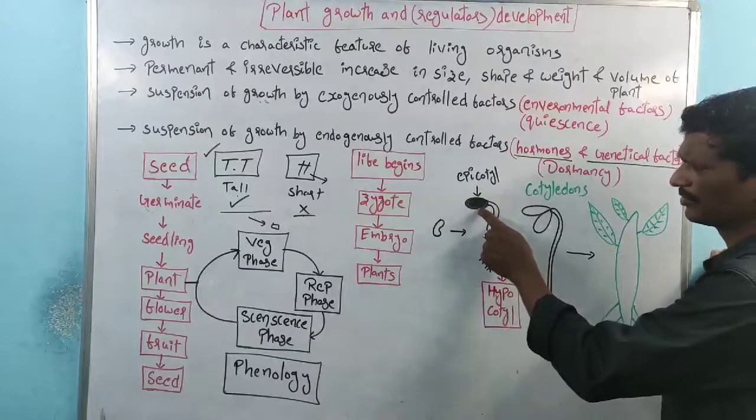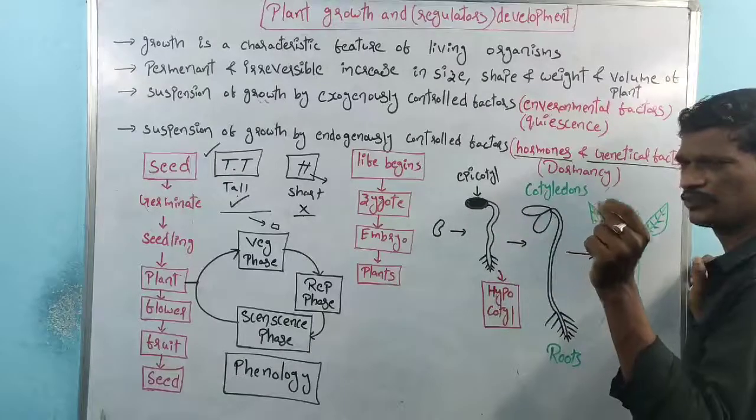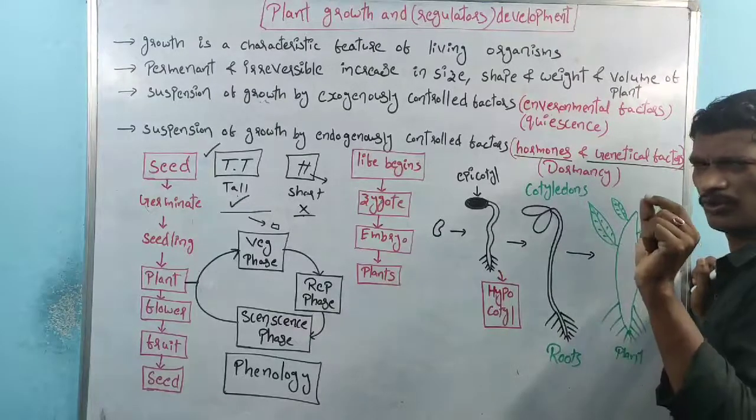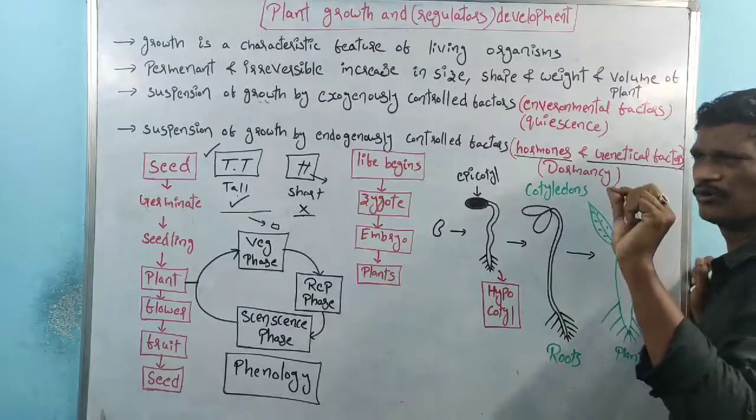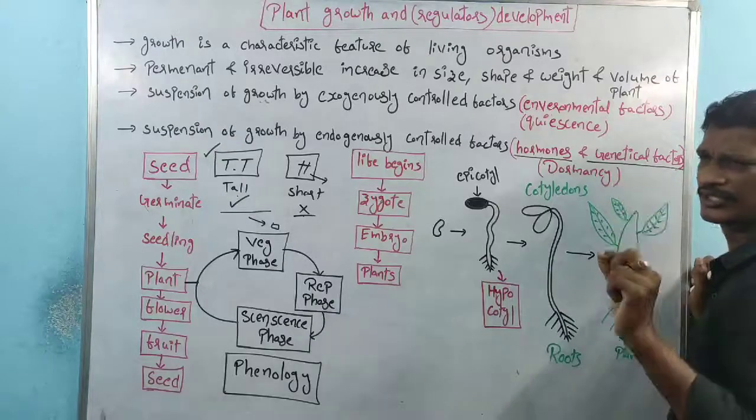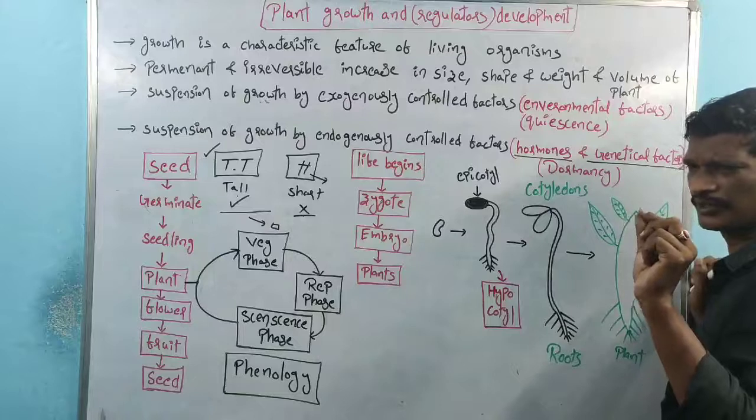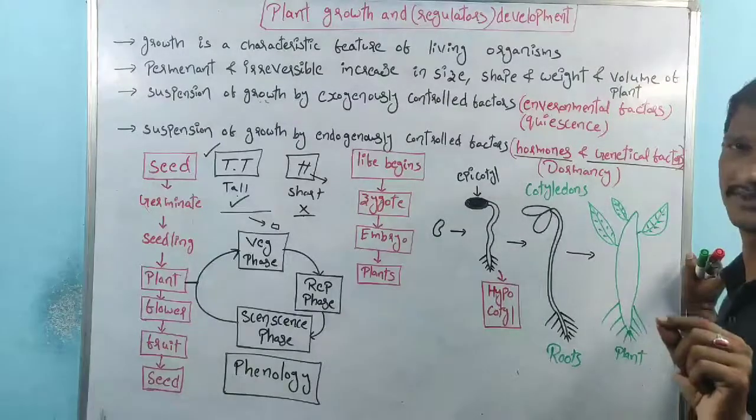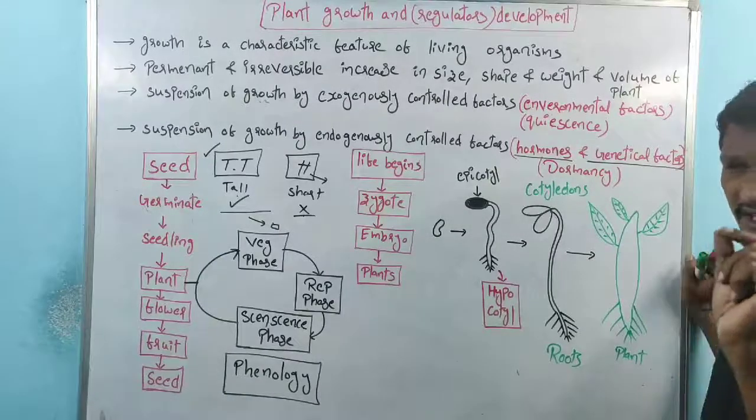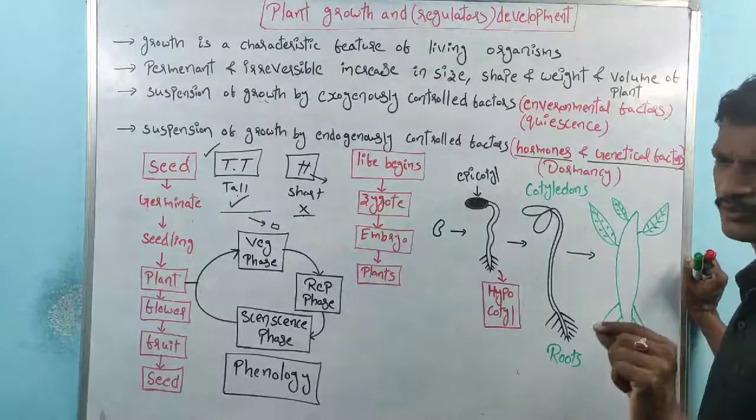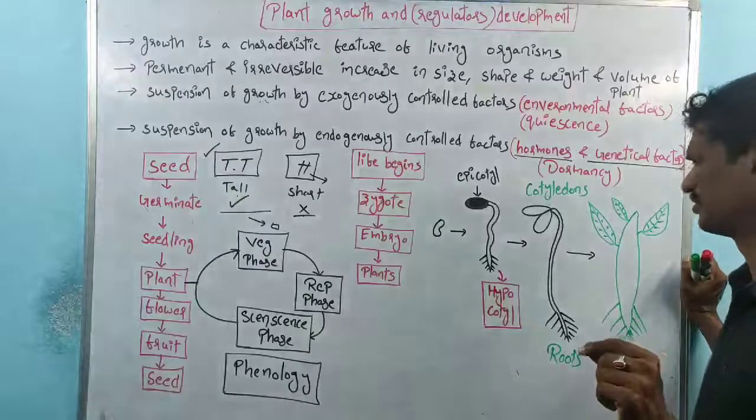See, the epicotyl part has a very small, thin bud-like structure, right? That part is responsible for the production. That part is called the plumule. The plumule part is responsible for the shoot production, right?